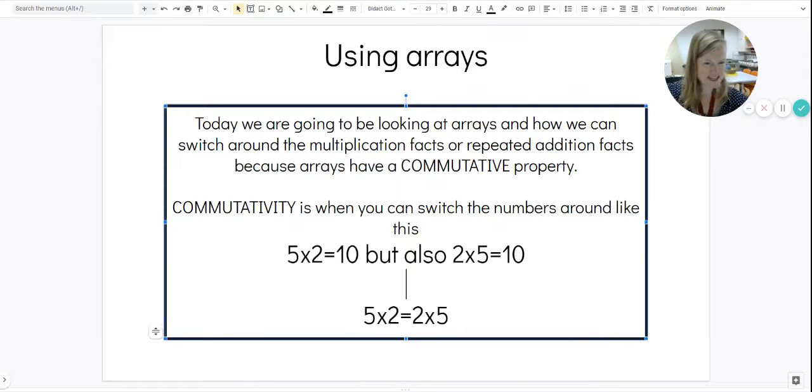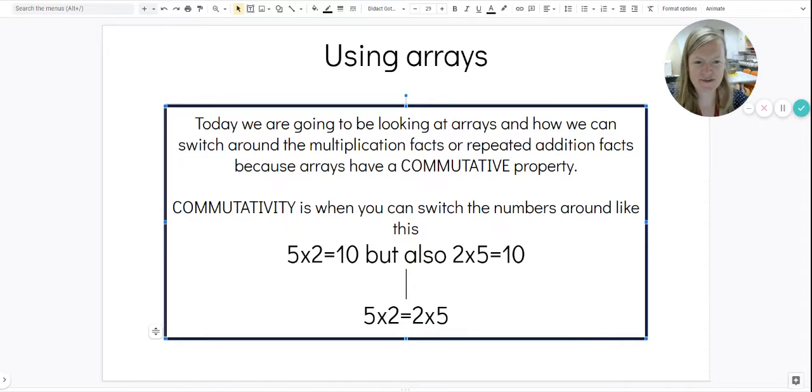Well, good morning 2H. So today we are continuing our investigation of arrays. What we will look at today is a special property that arrays have when we are thinking about addition or multiplication. So you're ready for a huge new piece of mathematical vocabulary. You ready? They have a commutative property.